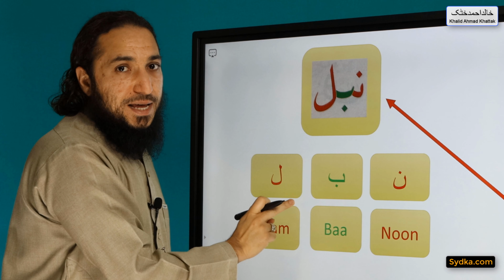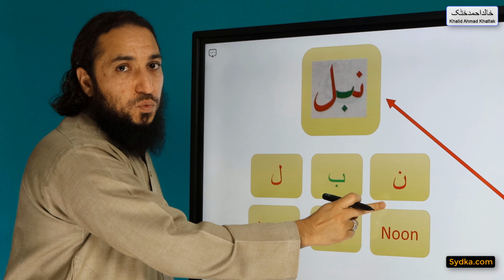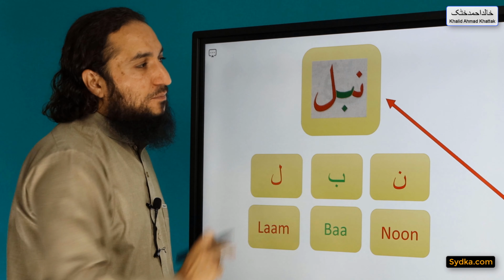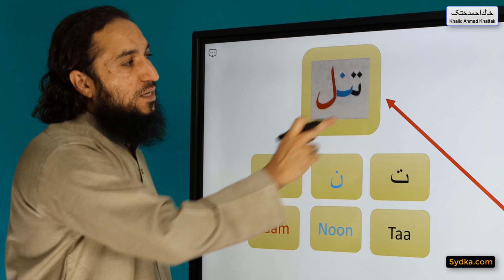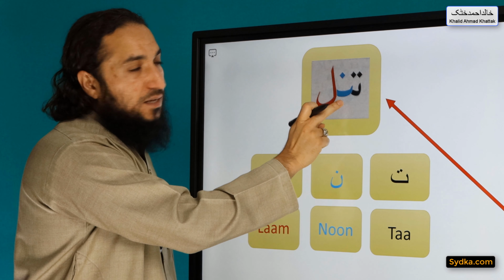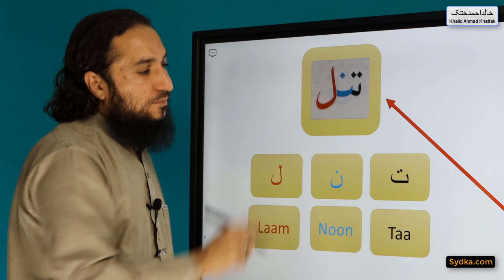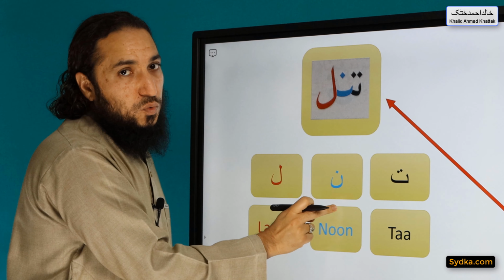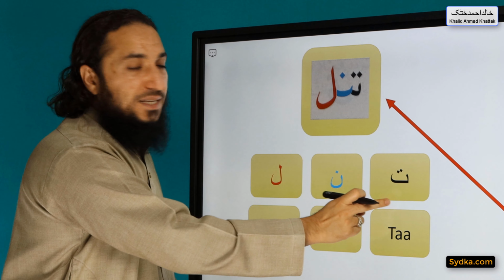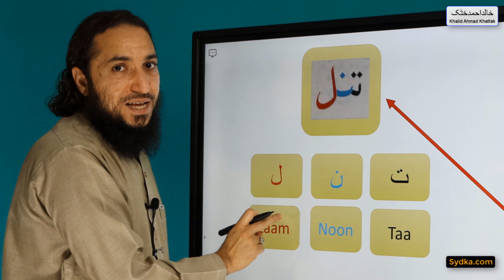The first one is noon, the second one is ba, and the third one is lam. Noon, ba, lam. The first letter is ta, then noon, then lam. Ta, noon, lam.